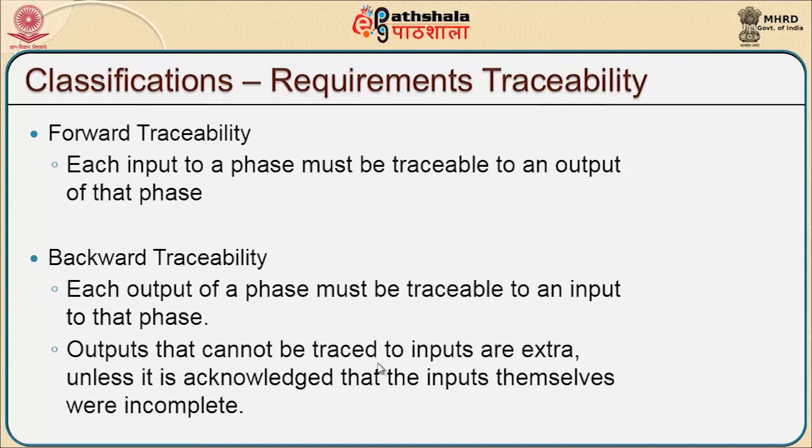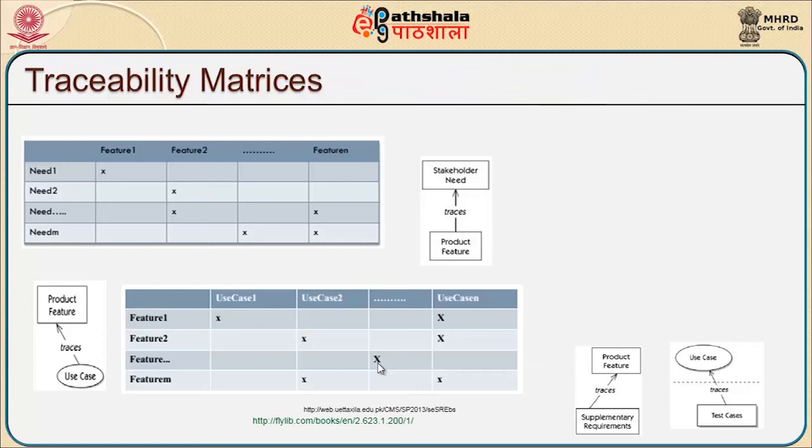There are two classes of requirements traceability, as I have already mentioned. One is forward traceability, the other is backward traceability. In forward traceability, each input to a phase must be traceable to an output of that particular phase, whereas in backward traceability, each output of the phase must be traceable to the input. Output that cannot be traced to the input is extra, unless it is acknowledged that the inputs themselves were incomplete. Let us look at a simple example of a traceability matrix.